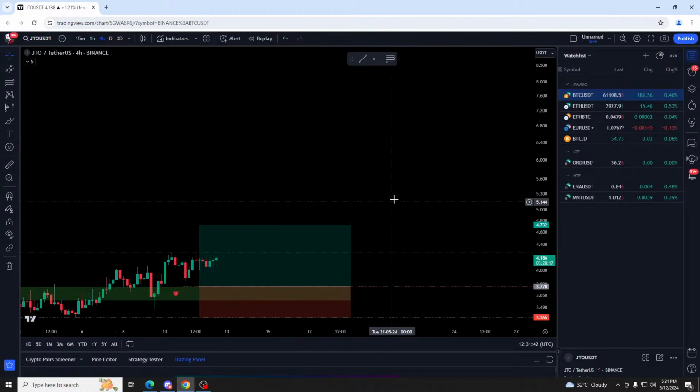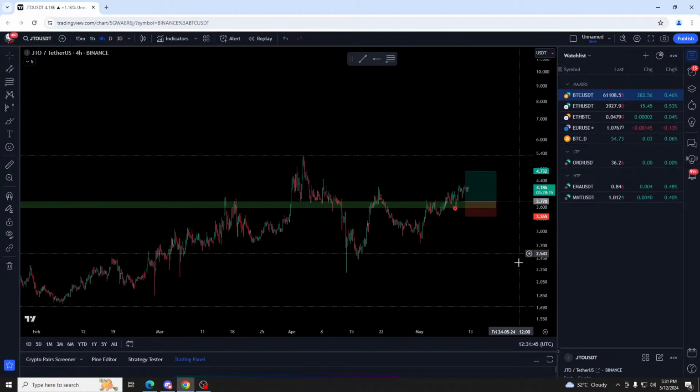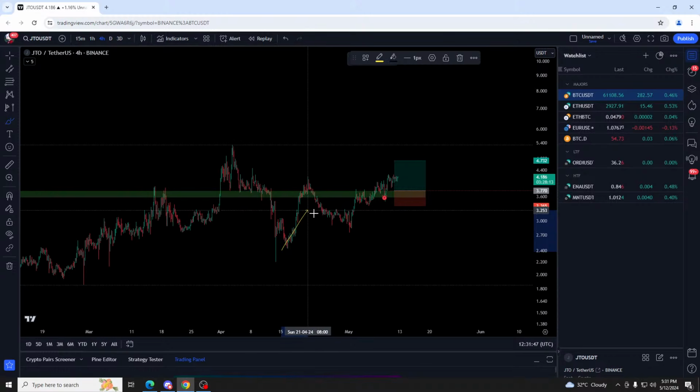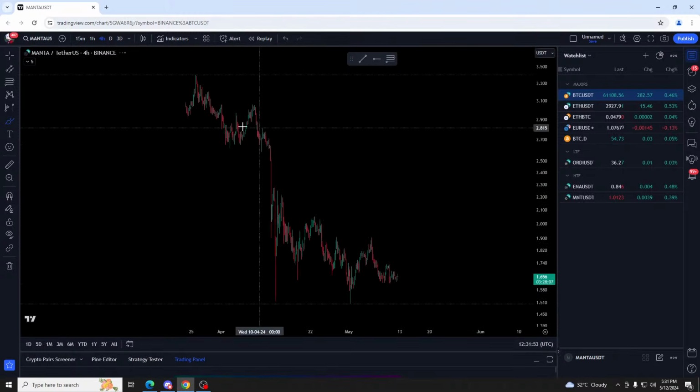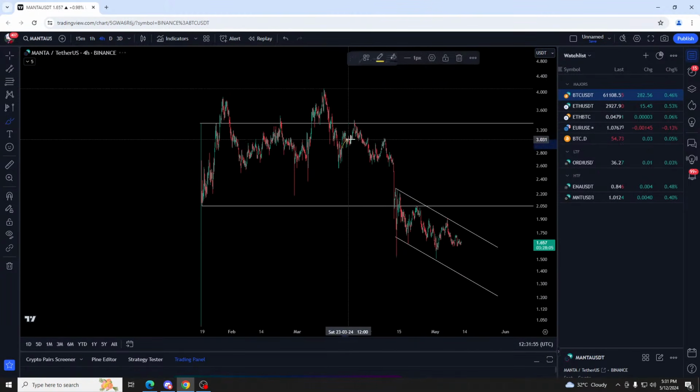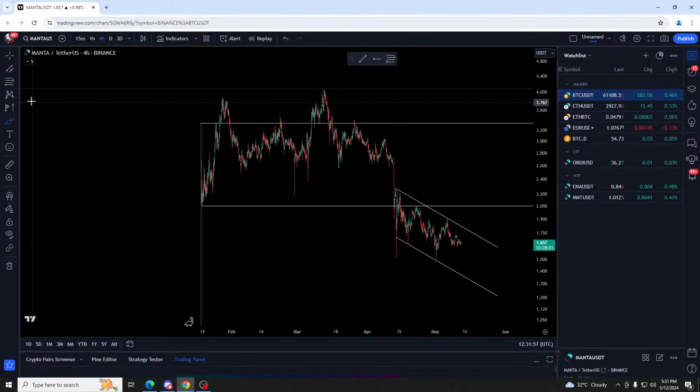How can you tell if something is a shit chart? This is a good chart. A good chart goes boing up, and this is a bad chart. It goes boing down. That's it.